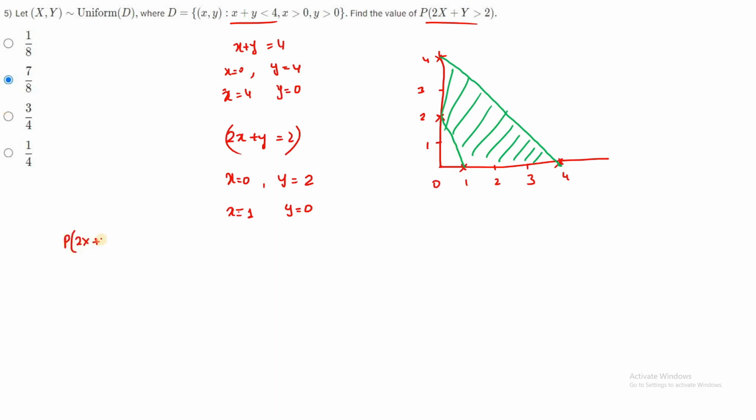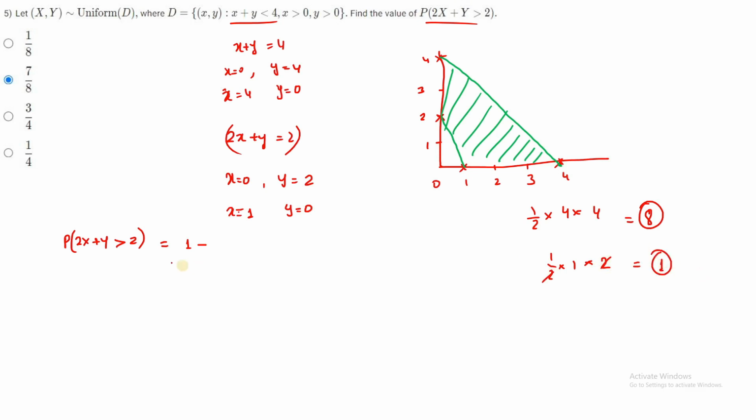So probability of 2x plus y greater than 2 is equal to 1 minus, okay, let's calculate the area of the bigger triangle, that is half into, what is the base? Base is 4, height is again 4, which is nothing but 4 into 2, is 8 units. And what about this particular guy? That is half into, what is the base? 1. What is the height? 2. That is nothing but 1.